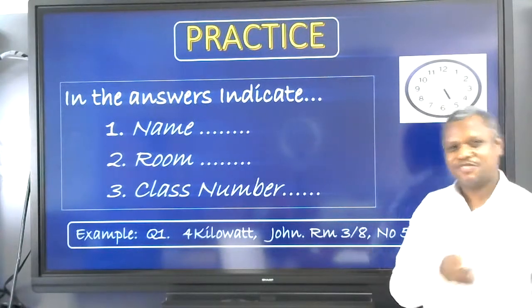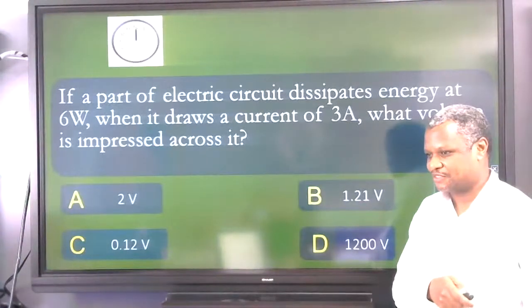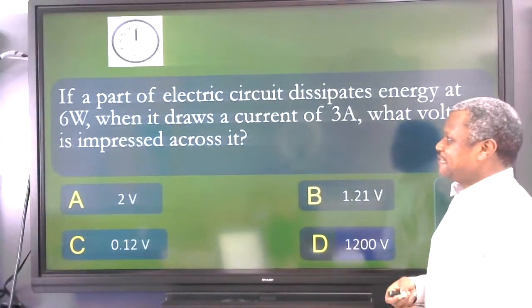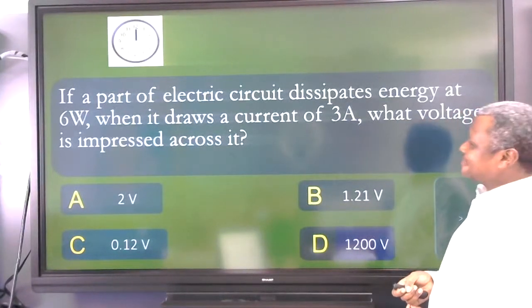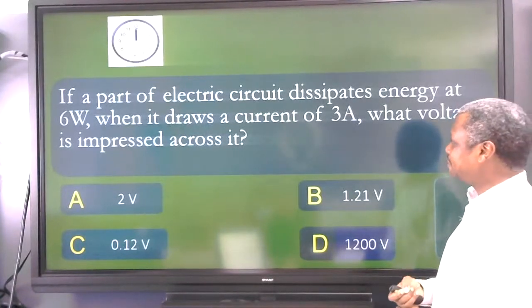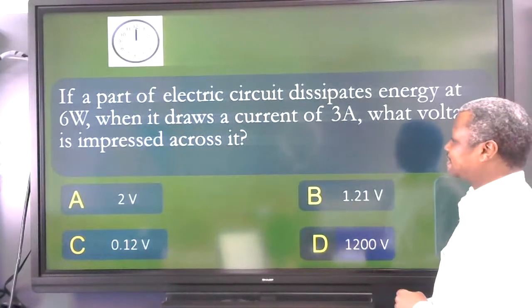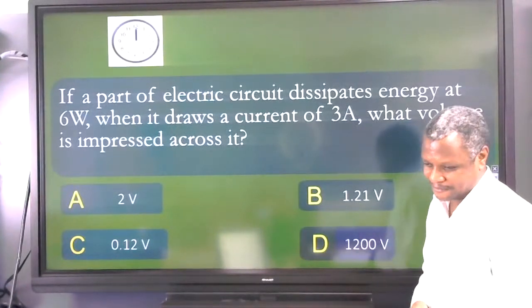Okay, question number one is a very easy question. If a part of an electric circuit dissipates energy at 6 watts when it draws a current of 3 amperes, what voltage is expressed across it? And the timer begins now.